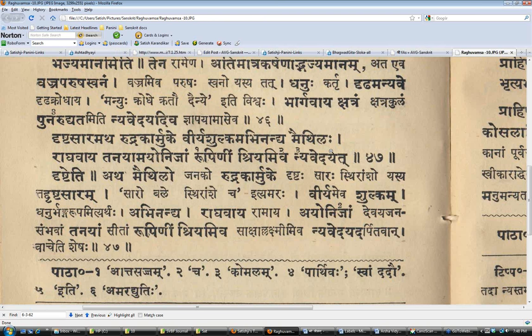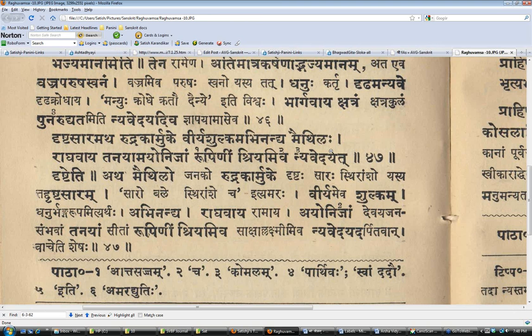So maybe he had many daughters. So whom did he give? Sitam. Tanaya is daughter. Tanayam sitam. Then rupinim shriyam iva. Rupinim. Actually, I made a wrong statement last time. Last time I said rupinim shriyam iva. Actually, rupinim maybe is qualifying. What does Rupini mean over here?